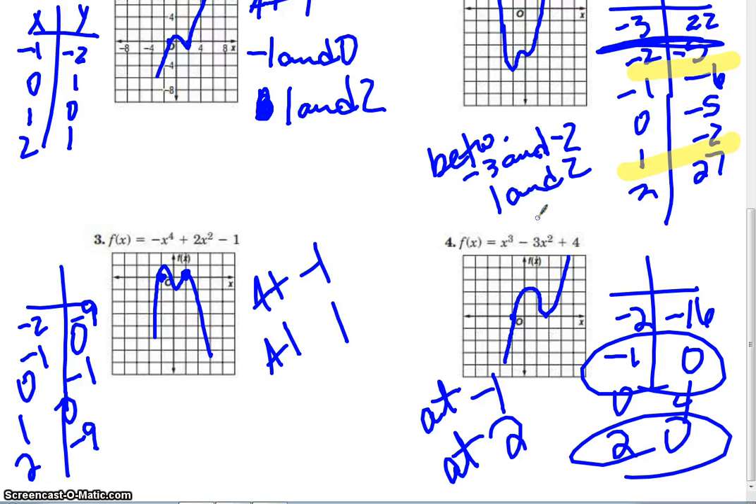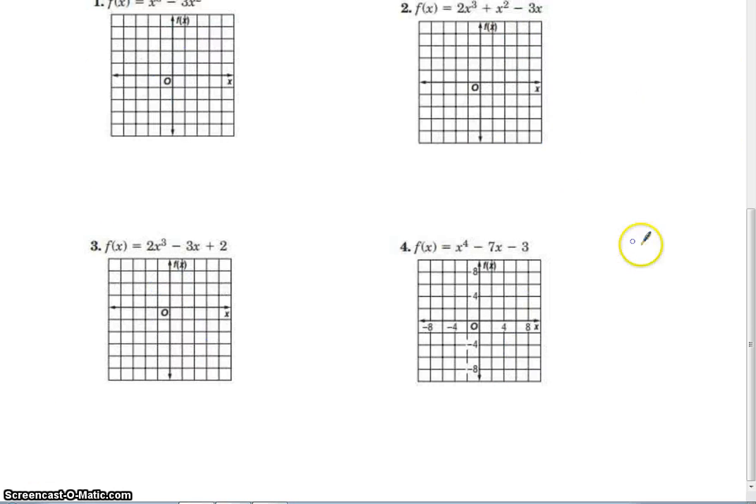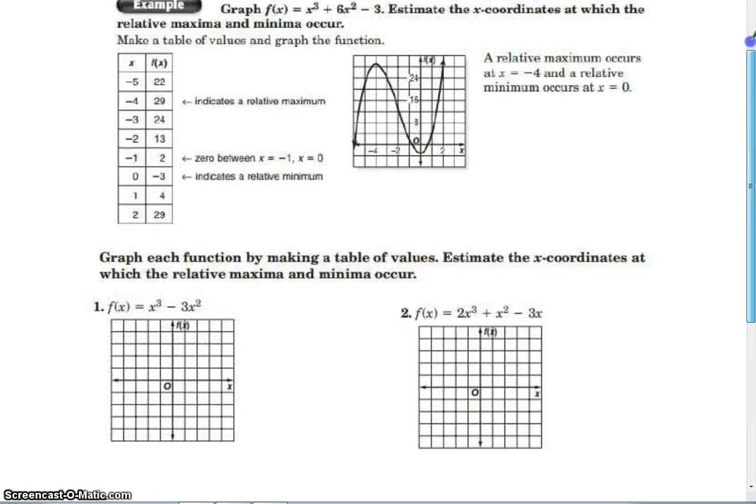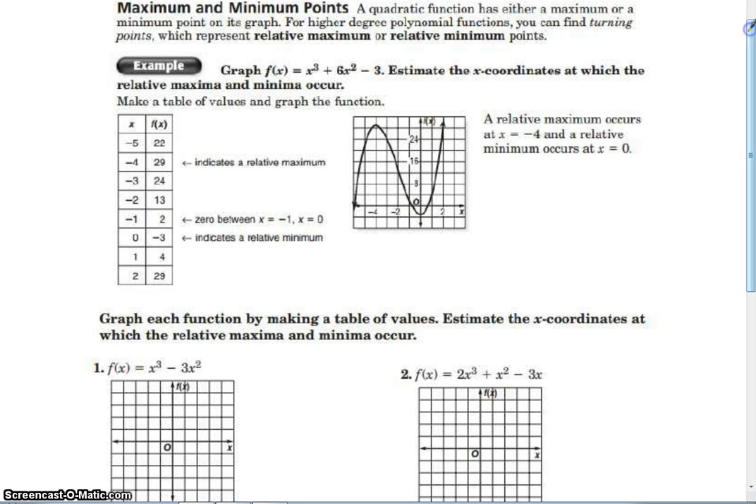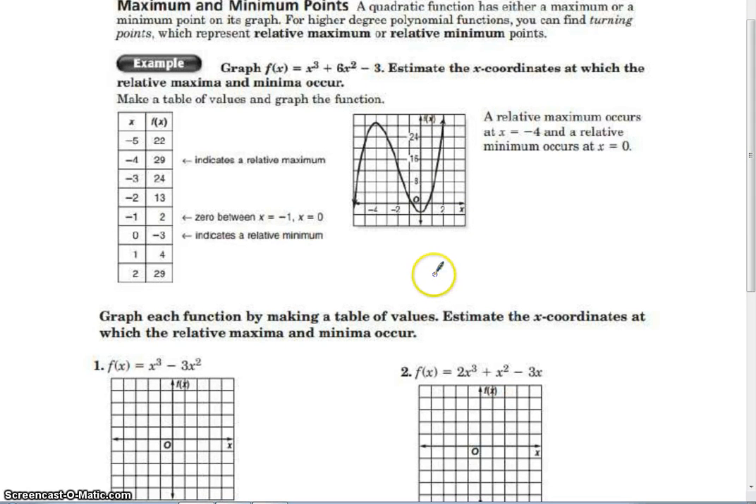All right, going to the next page. They're a little bit tricky, but I'm not asking for perfection in these graphs. Okay, so now they want you to find a relative maximum or a relative minimum. A maximum is a high point. A relative maximum is a high point for that area. Minimum's low point. A relative minimum is a minimum for that area.